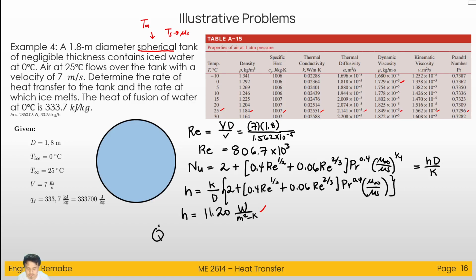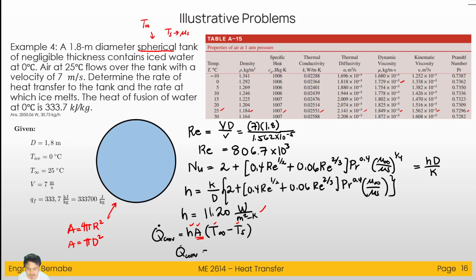We can now solve for the Q. So the Q convective is just, again, H times the temperature difference, no, and the area. So HA times the temperature difference, which is just the T infinity minus Ts, no? So in here, remember that the area of the sphere is pi r squared times 4, or you can also use pi d squared. So the given here is the diameter, so we can just use pi d squared. So you have 11.20 times the area times the temperature difference. You can solve for Q con.